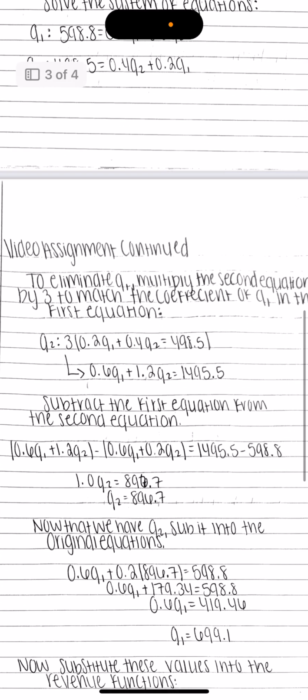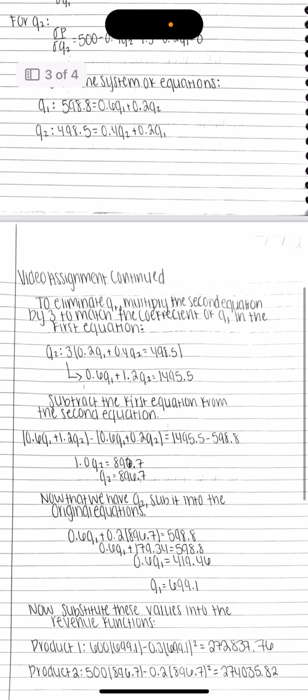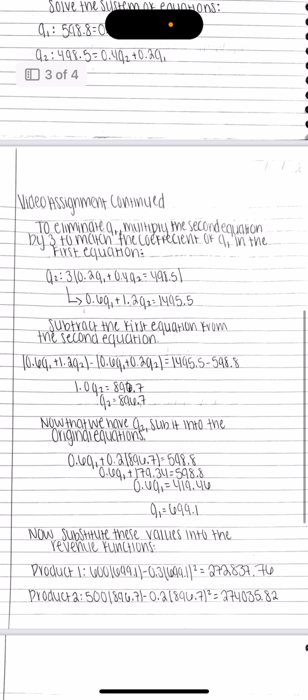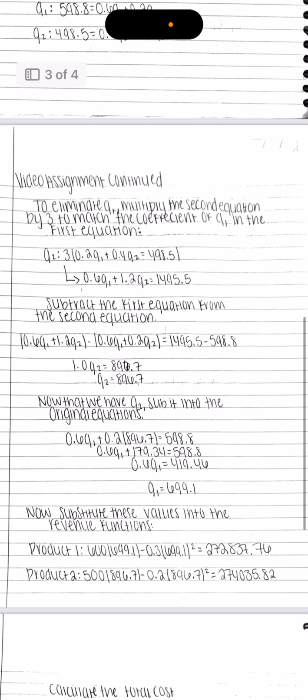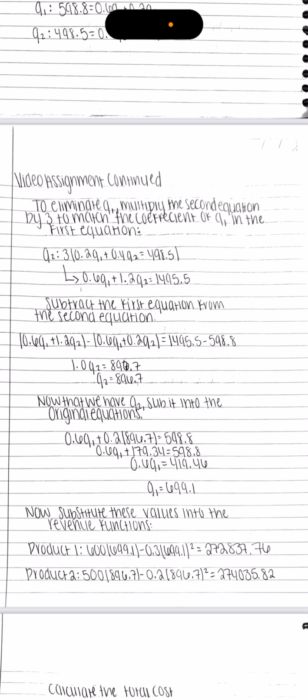To eliminate Q1, we multiply the second equation by 3 to match the coefficient of Q1 in the first equation. The second equation multiplied by 3 is 0.6 Q1 plus 1.2 Q2 equals 1495.5. You then subtract the first equation from the second equation to eliminate Q1. You can see the work done below, and then you solve for Q2 since Q1 is no longer in the picture.